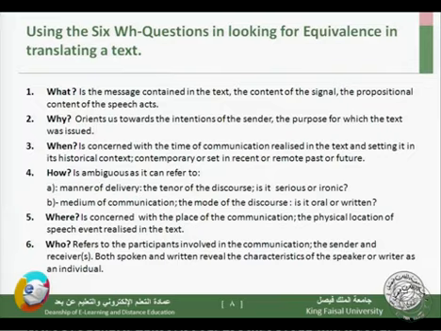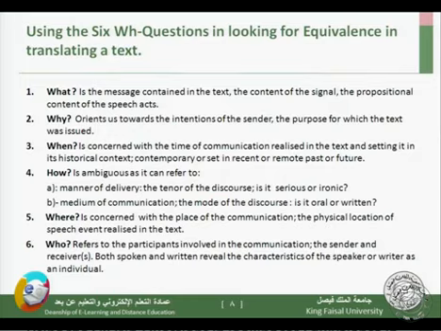Now, question number four, how, is a bit ambiguous. Ambiguous means vague, not clear. So it could refer to two things: manner of delivery. How. It means how was the message delivered, the manner in which it was delivered. They say the tenor of the discourse. Was the tenor or the manner of the writer or the speaker serious or ironic or comic? So you need to understand the tenor of the discourse, the manner in which the discourse was delivered.